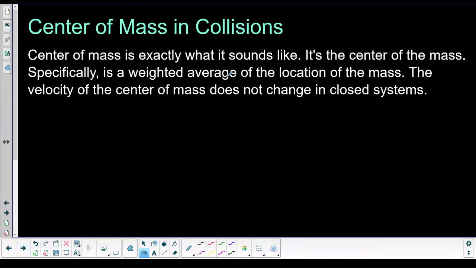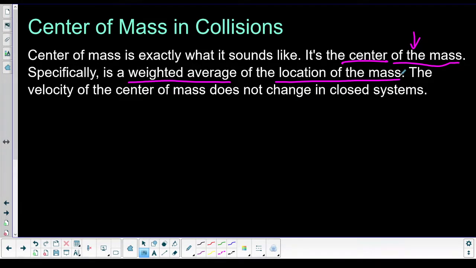So the center of mass is exactly what it sounds like. It is the center of the mass, right? And just because I put the word the in there doesn't make that any more obvious, right? But what it is, it's a weighted average of the location of the mass.